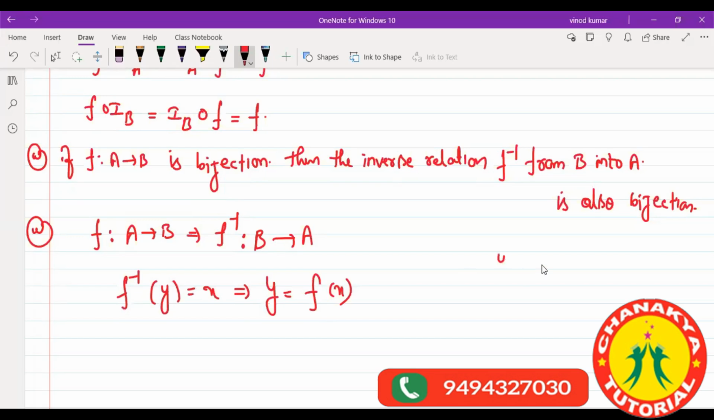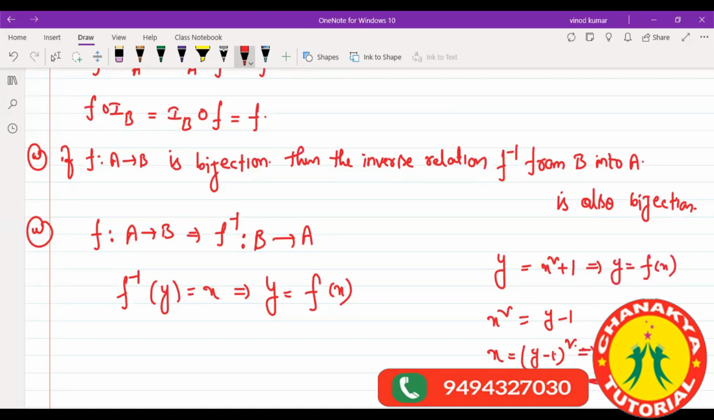Suppose we write y equal to x square plus 1. x square equals y minus 1. x equals square root of y minus 1. Here x equals f inverse of y. Here y equal to f of x. Here x equal to f inverse of y.